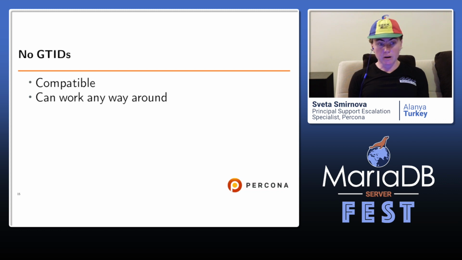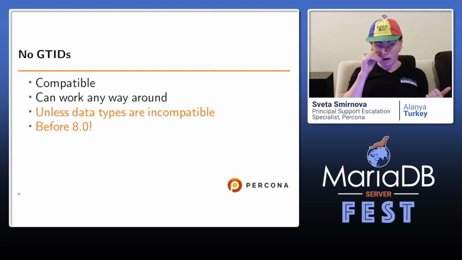It can work anyway, but again, this is not something which is recommended by MariaDB, but this is something which I tested and I see it kind of works. But what you should pay attention to. First, are data types compatible? In case some data type exists in MariaDB but does not exist in MySQL, or vice versa, you cannot use row-based replication.